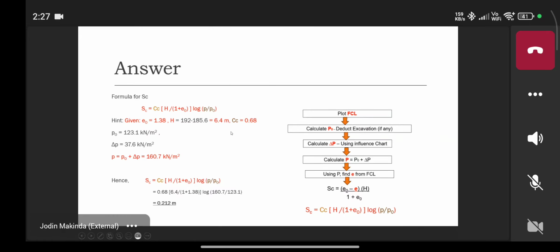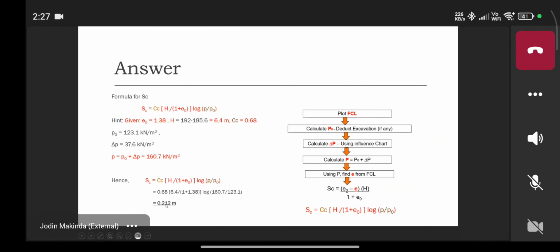Therefore, knowing the void ratio 1.38, knowing the thickness of the clay 6.4, knowing the coefficient of compression, which is 0.68, we can calculate the total settlement. We can calculate the total settlement using the alternative formula. So we insert all of the known parameters. Then we can find that the total settlement is 0.212 meter.